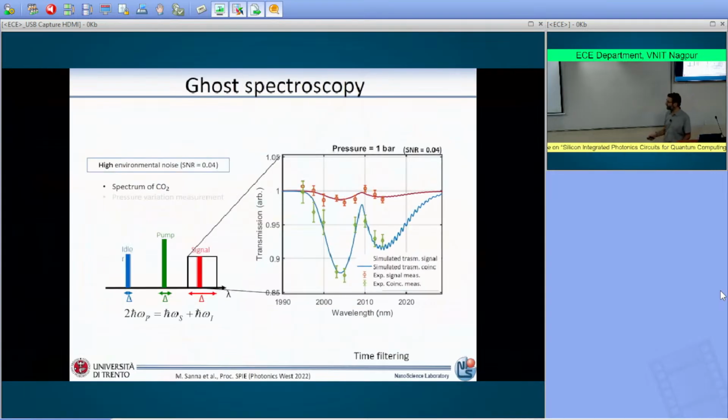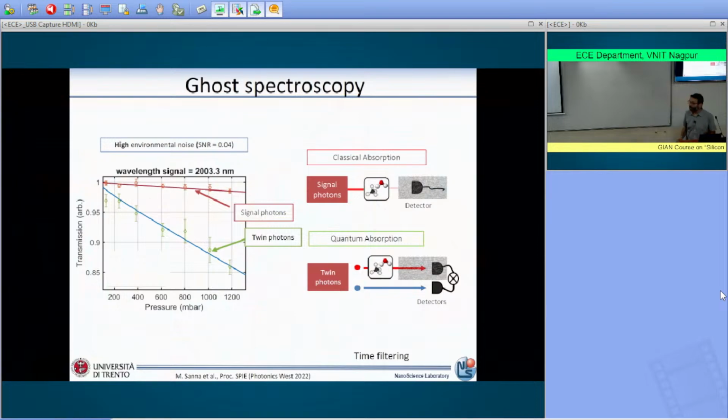So this is a result of a spectrum. This is a transmission versus the wavelength. And what you get is that in the standard absorption measurements, you see a very weak signal, while in the ghost measurements, you see a very large signal. And so this is a big advantage. So you end up having a very large improvement in the sensitivity of your measurement caused by the technique that you are using.